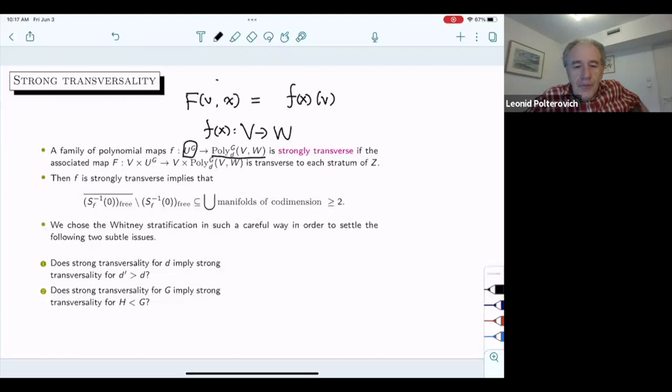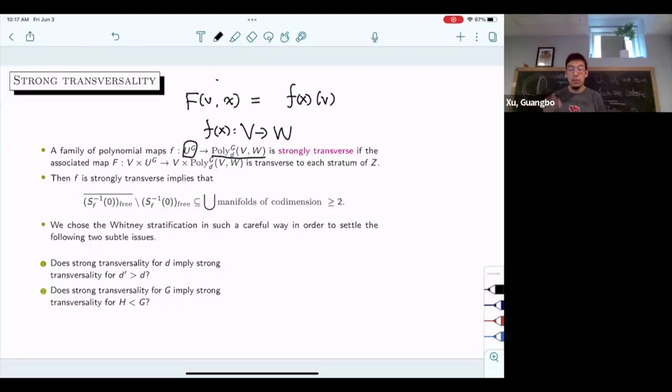Okay, so if this associated map is transversal to this singular set, which means transversal to every stratum with respect to this canonically associated Whitney stratification, then we call this original fiber-wise polynomial map a strongly transverse object. So then basically you can see all those codimension two boundary phenomena here, and that's the easier part of the consequence. And the difficult part of this construction is that we have to make sure that this notion is compatible with many other operations.